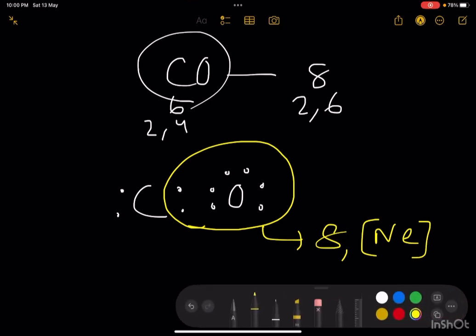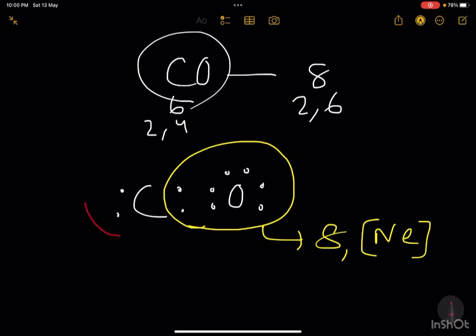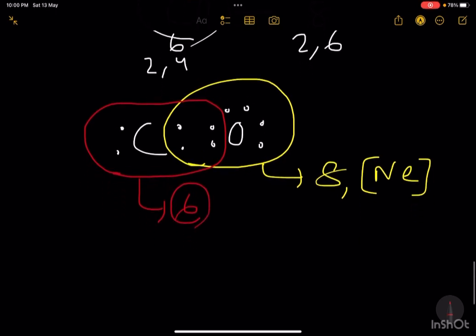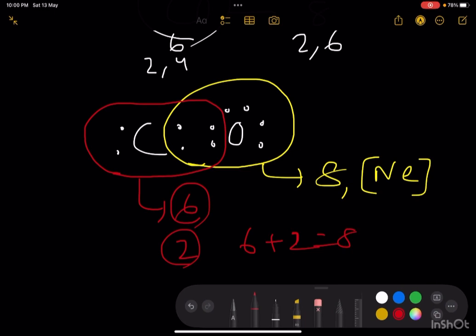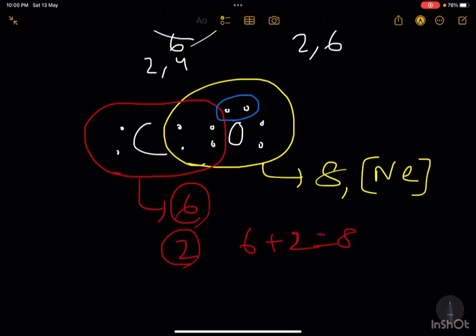Now you see this carbon has 4 electrons and the oxygen gives 2 electrons. Now this carbon has 6 electrons. So here carbon needs another 2 electrons to attain octet. 6 plus 2 is equal to 8. So how will you get another 2 electrons from this oxygen? You see this oxygen has a pair of electrons over here. This pair of electrons can form a coordinate bond with this carbon.